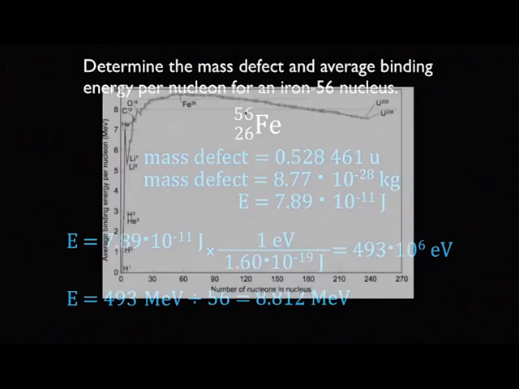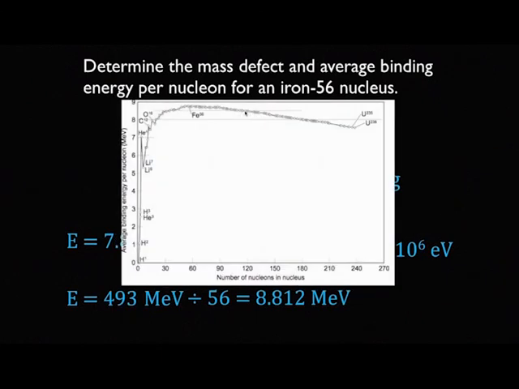Earlier in this lesson, we found that the average binding energy per nucleon for an iron-56 nucleus is about 8.812 mega electron volts.